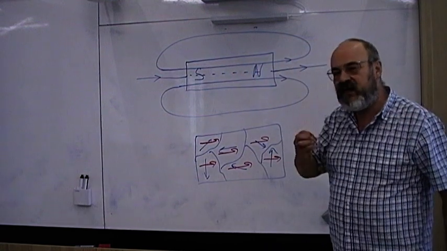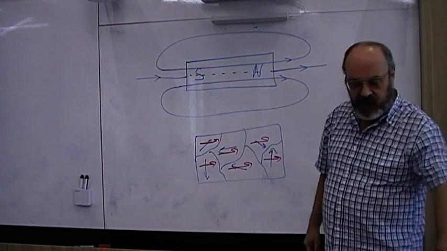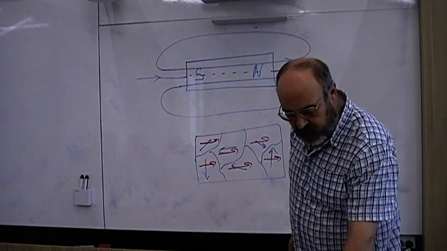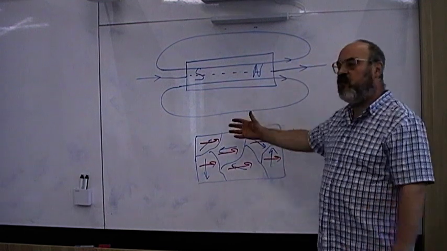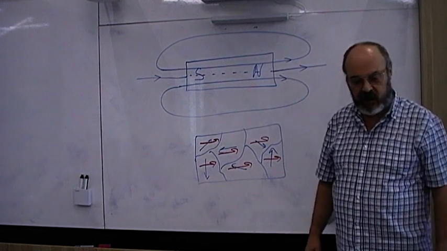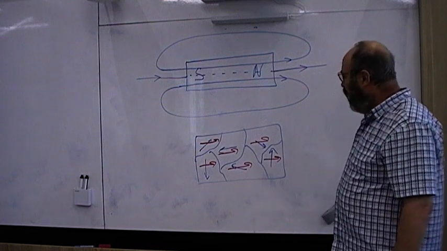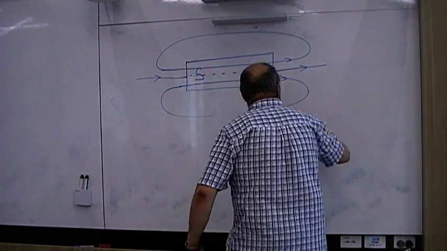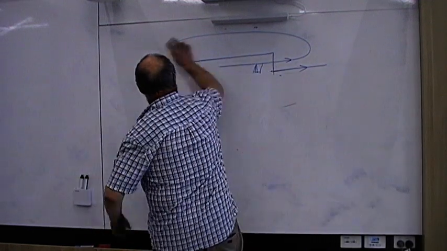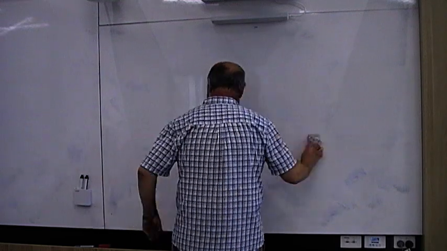So a magnetic field is created by moving charges. Either it's a current in the wire, as we saw here, or it's a movement of the electrons in the atom. That's how a magnetic field is created. And Earth itself acts as a big magnet.